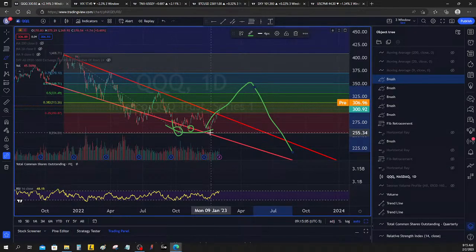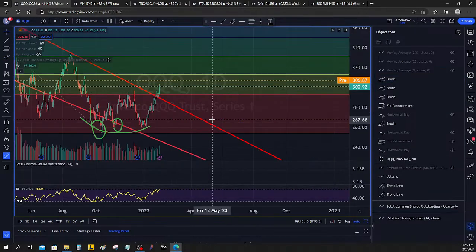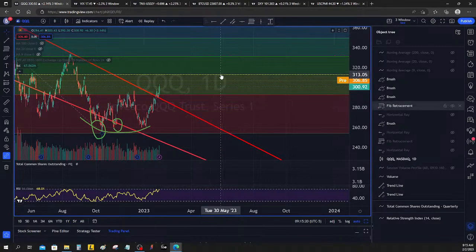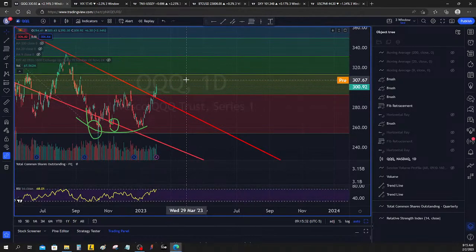And the next leg down might go lower than this recent low. It might not go as low. I don't know. That's too far out to see right now. But for right now, we're breaking out of this upward resistance right here. And on this retracement that I put a Fibonacci on, the level is at $313.26 on the Qs. So for the short term, that is the next level of resistance.